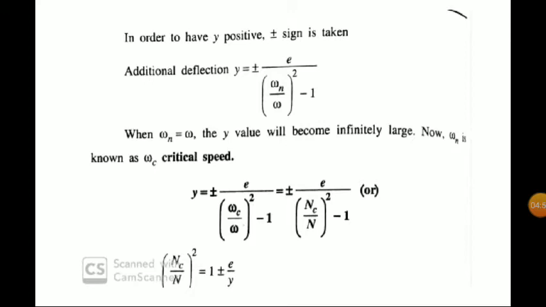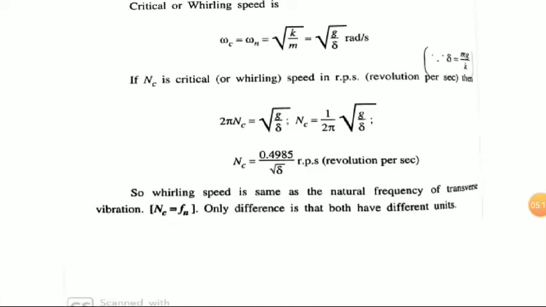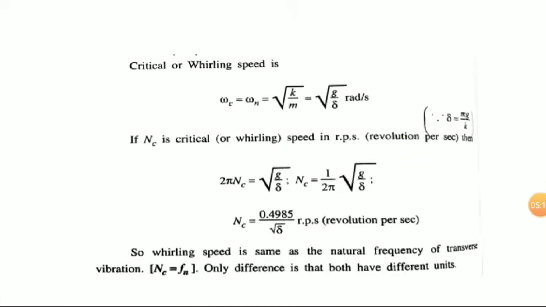So here we can replace omega n by omega c. So the final equation in terms of critical speed is e by (omega c by omega) whole square minus 1. The natural angular frequency and critical speed are almost the same. So finally we get (nc by n) whole square equal to plus or minus e by y. And the final critical whirling speed is omega c equal to omega n equal to root of k by m, or we can substitute, since we already know mg equal to k delta. So from mg equal to k delta, delta equals mg by k.